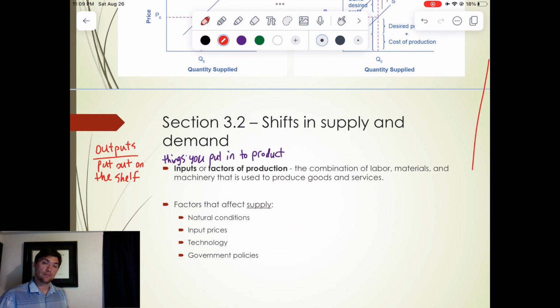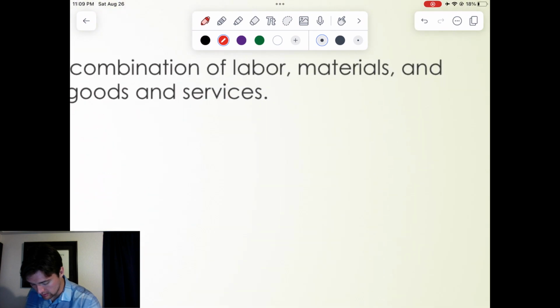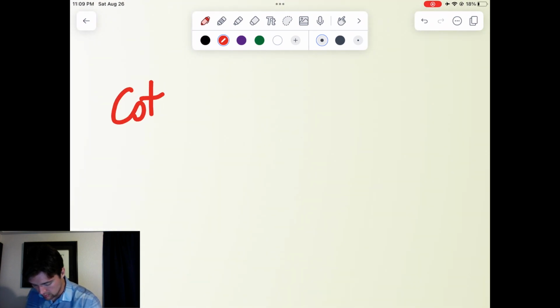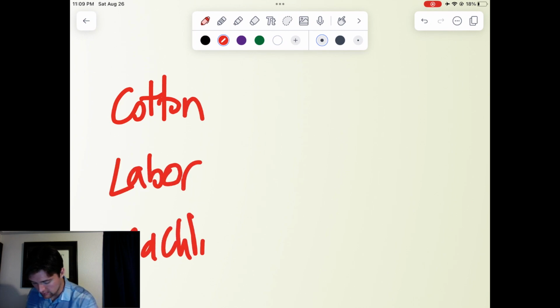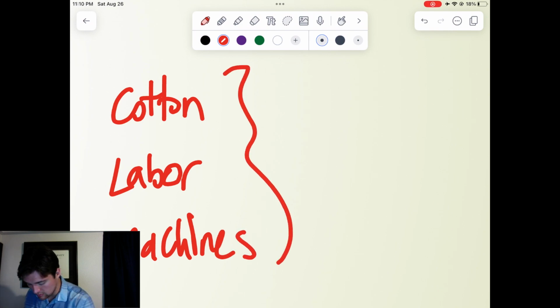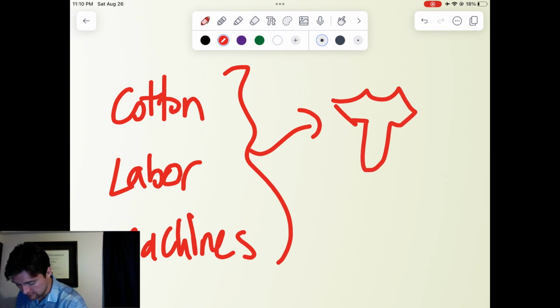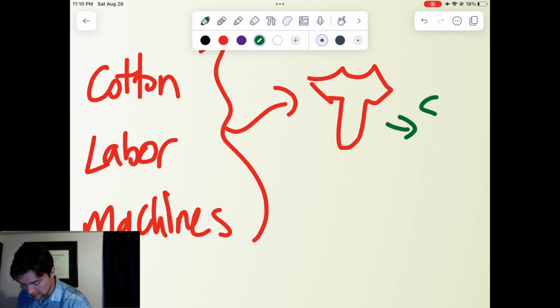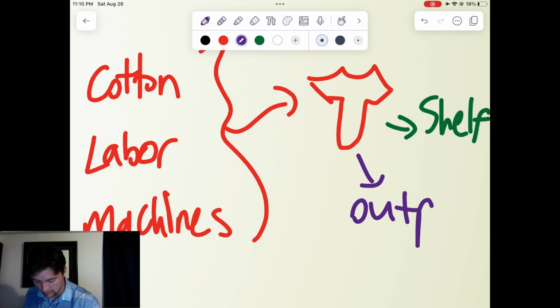And so we have all these inputs, the materials, the labor, and the machinery. We put them into the shirt and then we put it out on the shelf. So the shirt is the output. So we have cotton, labor, machines. All of these factors go into the shirt. And the shirt goes on the shelf. So that is the output, and these are the inputs.